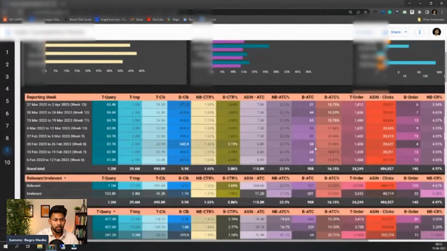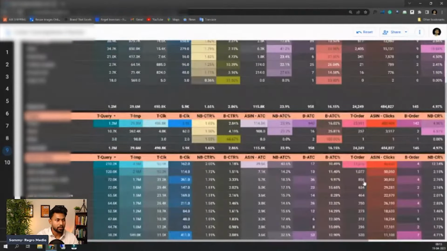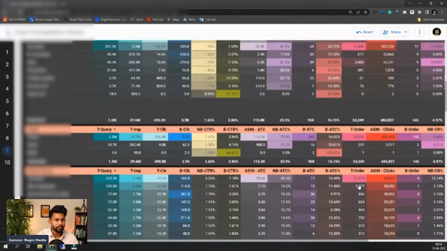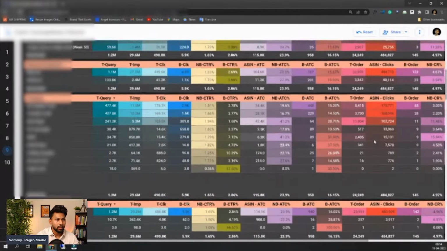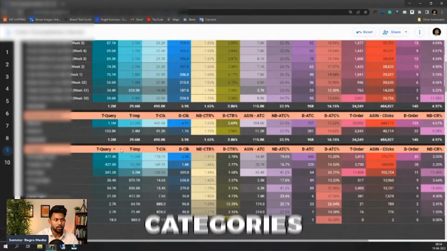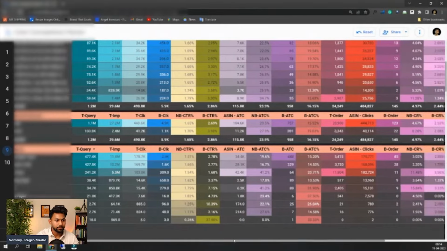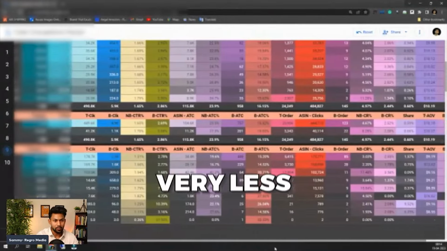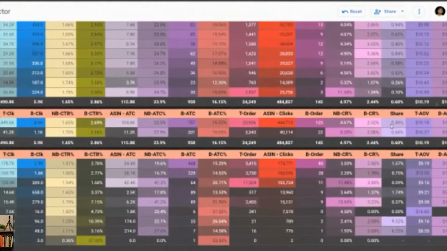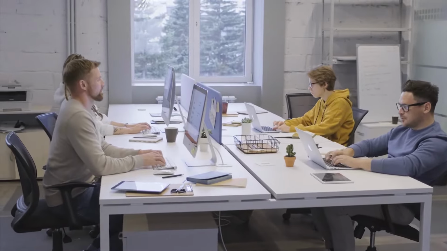Now if we just scroll down a little bit here, we can see all the categories for this, and you can see all the keywords here. Now this category shows all the categories responsible for this ASIN. And obviously here you can see the conversion rate, and the percentage that we are sharing is very less. You can see we are taking around 0.59% market share. That is very less, obviously. So obviously there is room to improve.